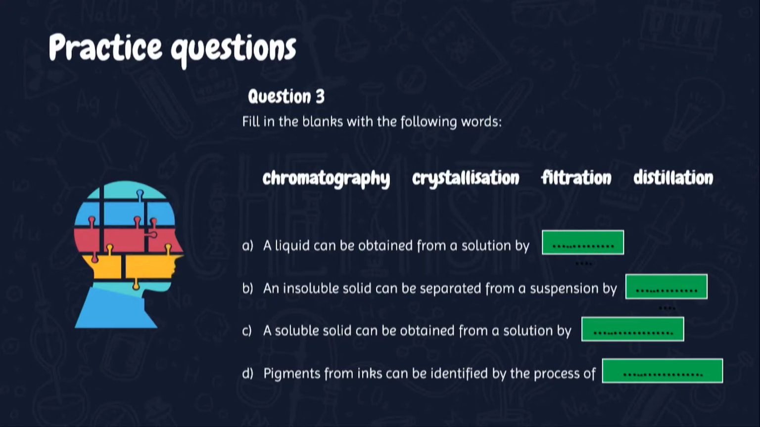Now, try to complete the following sentences using the list of separation techniques given. A liquid can be obtained from a solution by distillation. An insoluble solid can be separated from a suspension by filtration. A soluble solid can be obtained from a solution by crystallization. Pigments from inks can be identified by the process of chromatography.